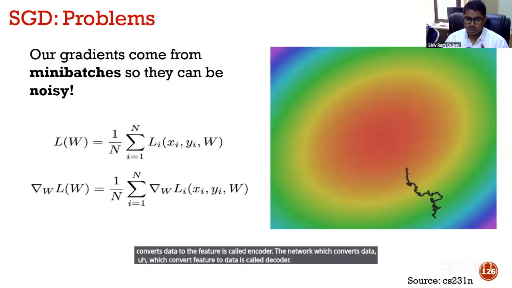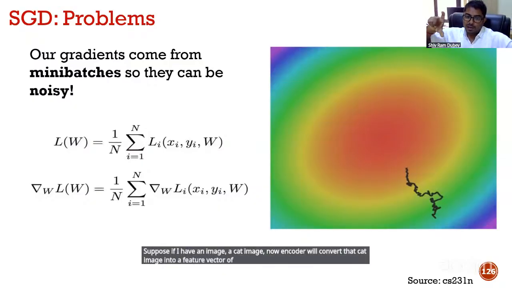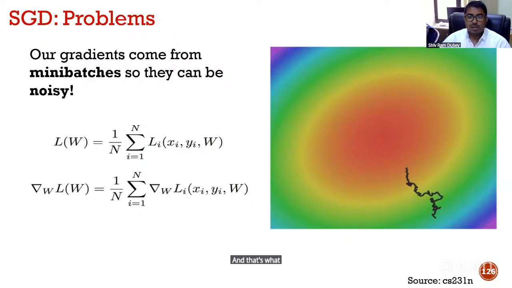Suppose I have an image, a cat image. Now the encoder will convert that cat image into a feature vector of some dimensionality. Now the decoder will convert that feature vector again into the cat image. So there is the original cat image and the predicted cat image. Now we want to minimize the difference between them. And that's what basically becomes my error function in autoencoder.